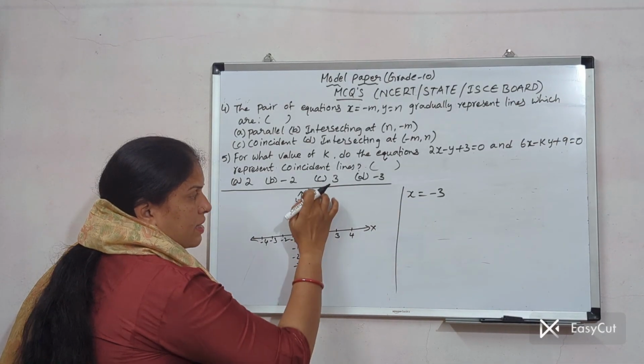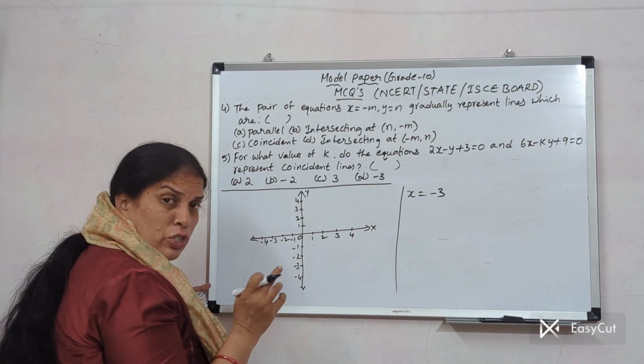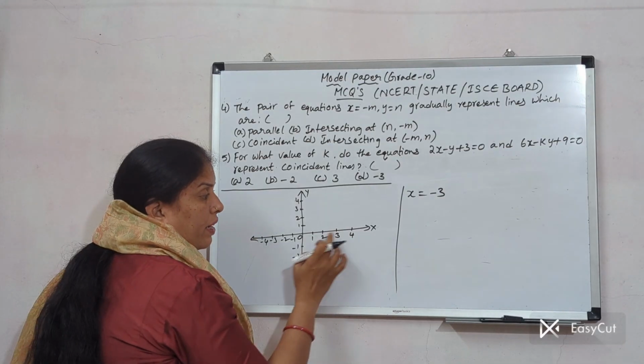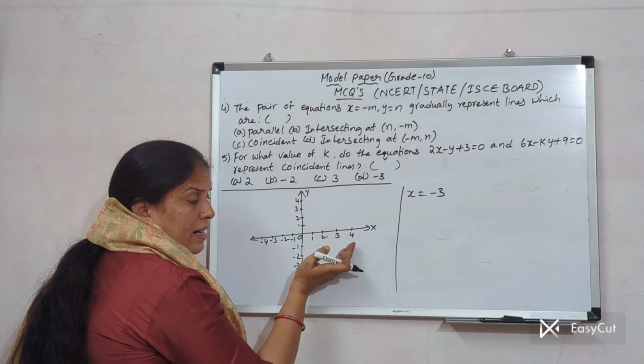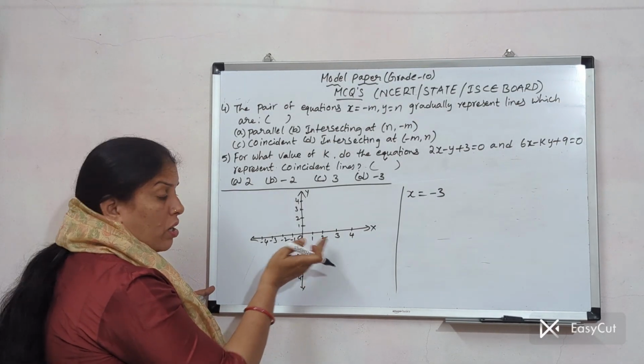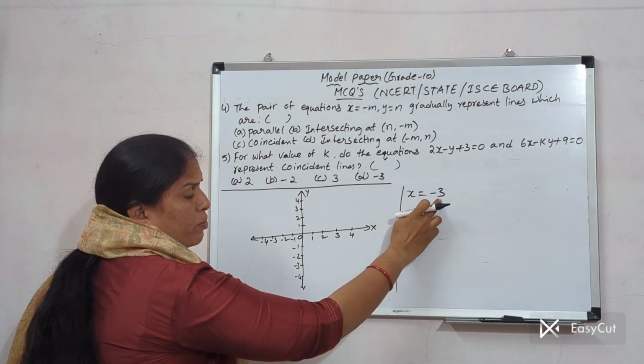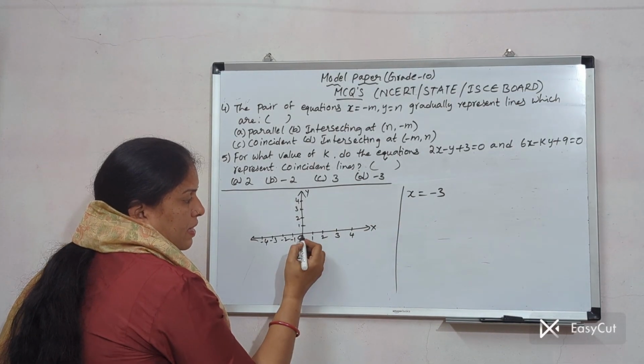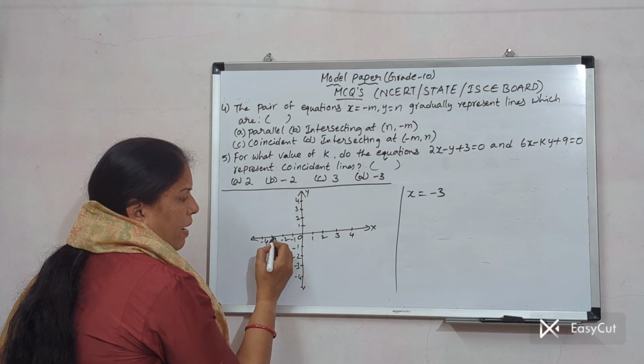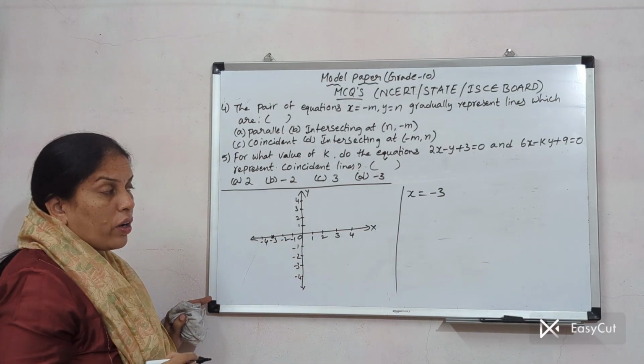This is an x-axis, this is a y-axis. Where should we plot x is equal to minus 3? You see here, on the right side positive values are there, on the left side negative values are there. So x is equal to minus 3 means, on the x-axis, where is minus 3? Here is minus 3. I am marking here. Okay.